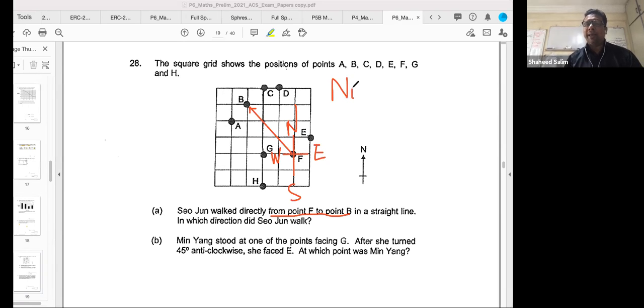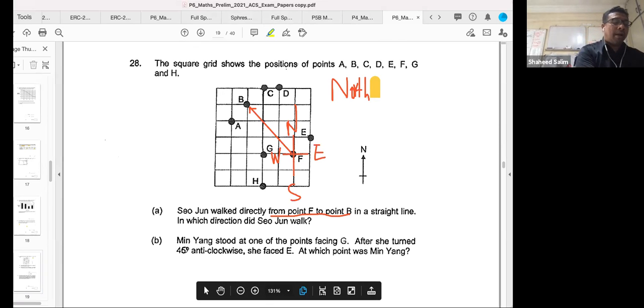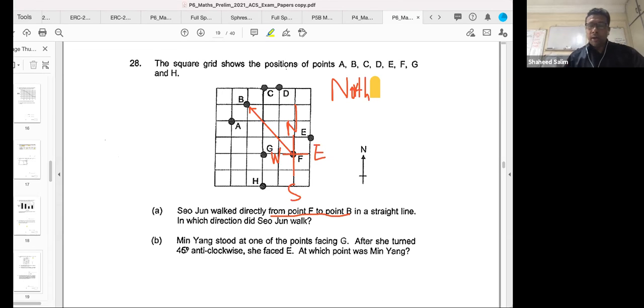You need to draw. But again, as I said, this is online, so it is a little bit difficult. North with an R down here, north, east. You know, east. Okay, northeast. So the west, not west, not northeast. I'm looking at Karisa's answer. I'm reading it. So this can happen to you. Be careful. So now Min Yang stood at one of the points. Well done, Akil. One of the points facing G. Facing G. We do not know which point.